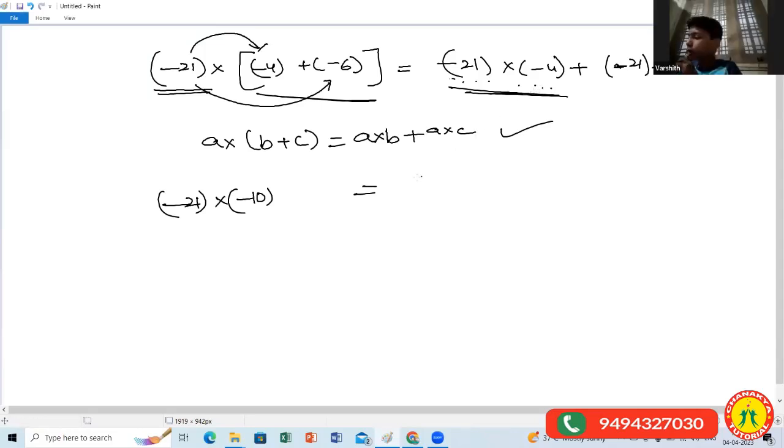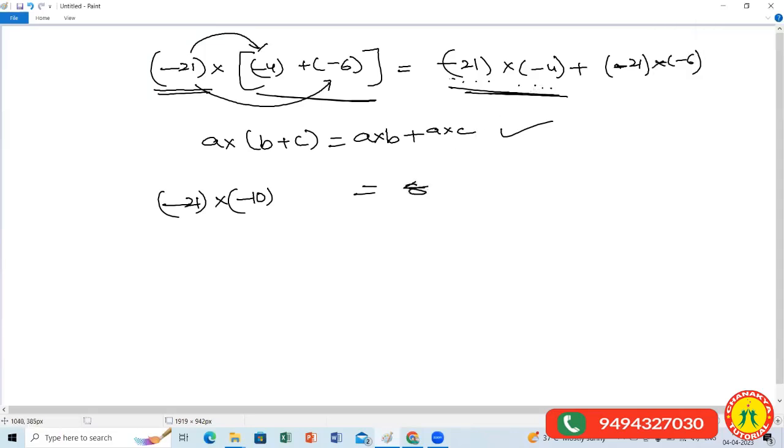Ma'am, positive 84. Very good. Plus next one. Ma'am, positive 126. Very good. Now minus of minus. In multiplication, both are like signs, means plus you will get. Nothing to write plus, no need to write. 210 is equal to. Here if you add, which is also equal to.